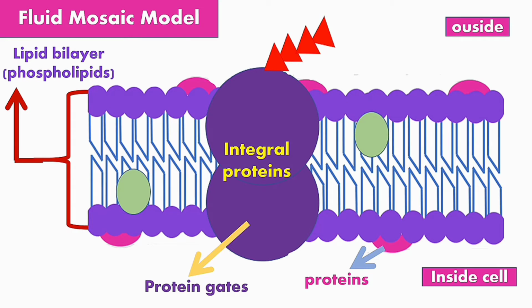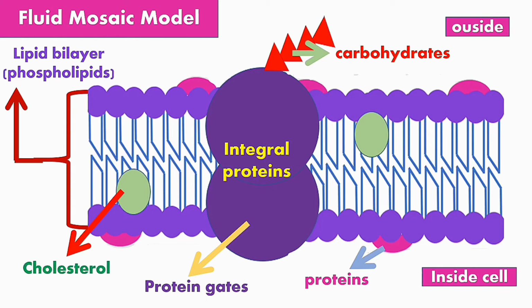According to the fluid mosaic model, the cell membrane also contains carbohydrates in conjunction with lipids or proteins as glycoproteins or glycolipids, and it also contains cholesterol, which is another type of lipid. This fluid mosaic model is the most accepted one, and it is used by most scientists to explain the structure of the cell membrane.